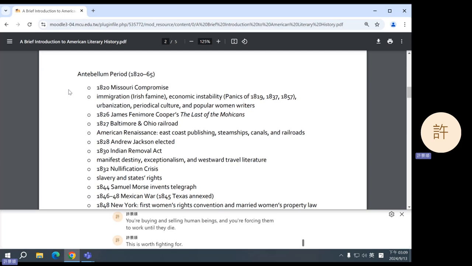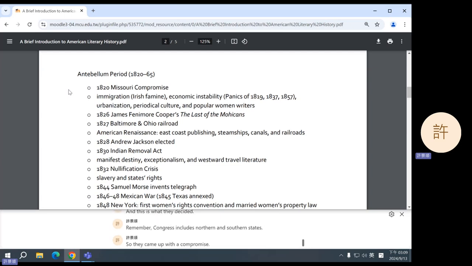So the problem became so serious that the American Congress had to find a solution. And this is what they decided. Remember, Congress includes northern and southern states. So they came up with a compromise, 和解.